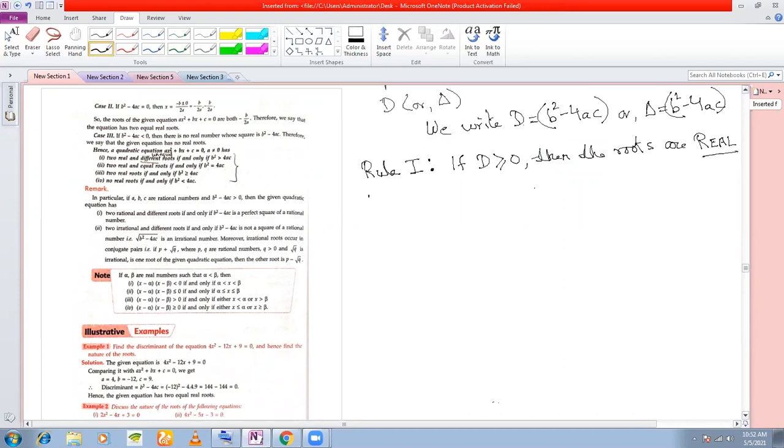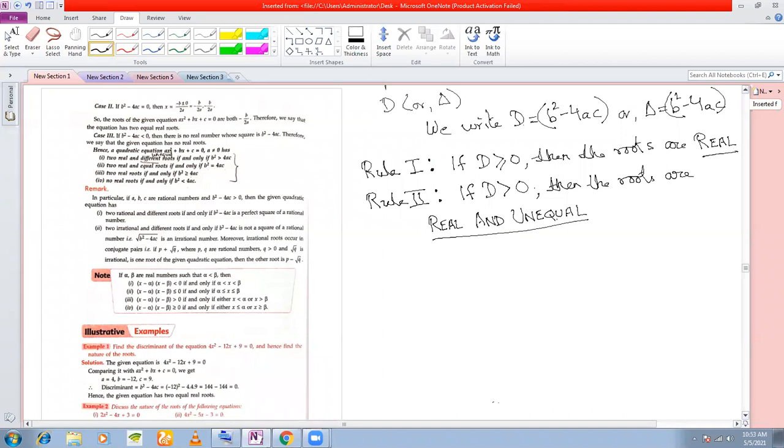Okay. Second rule is that if D is greater than 0 only, okay, if D is greater than 0, then we say that the roots are real and unequal. Okay, roots are real and unequal. This is rule number 2.